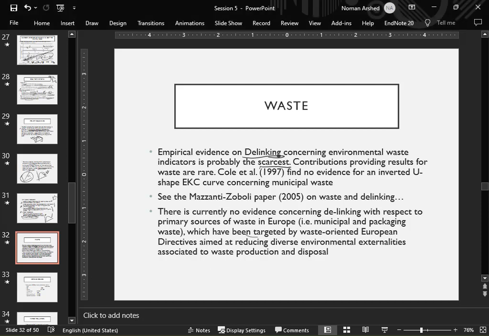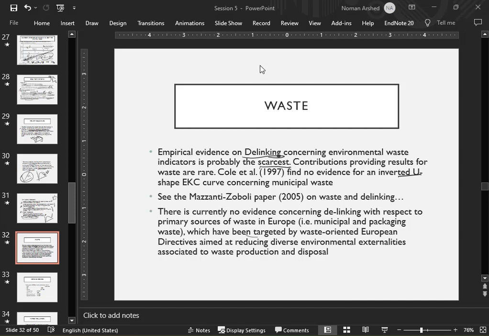Contributions providing results for waste are rare. Cole et al. in 1997 find no evidence of an inverted U shape when talking about GDP and municipal waste. So for that, the increase in GDP is not reducing, relatively or absolutely, the municipal waste.